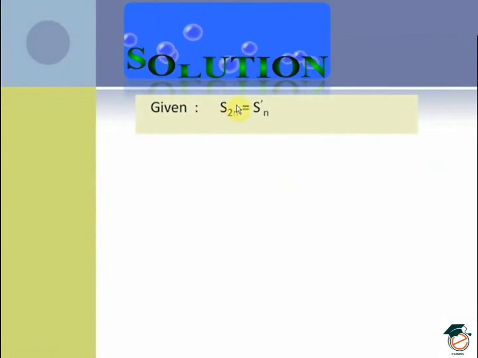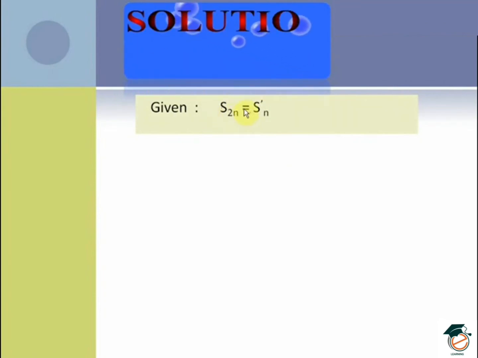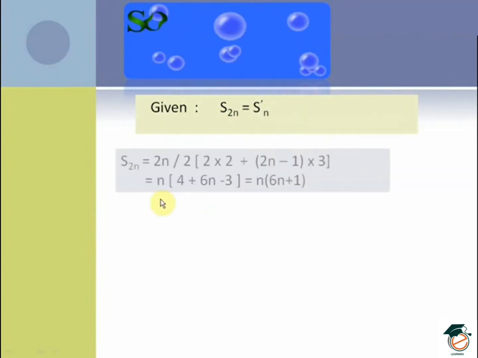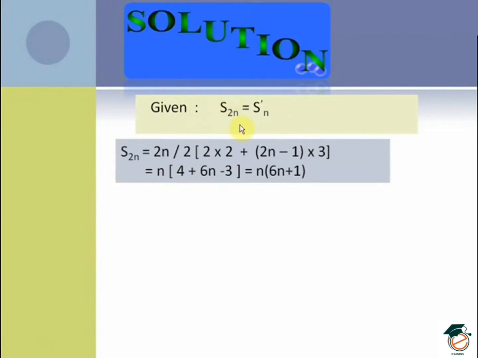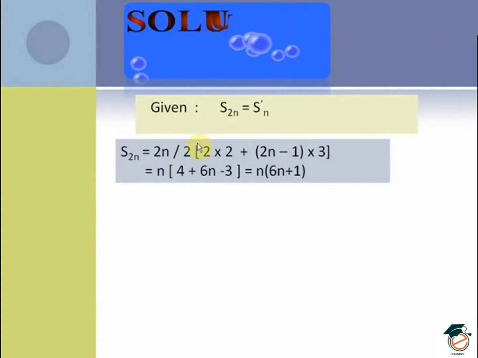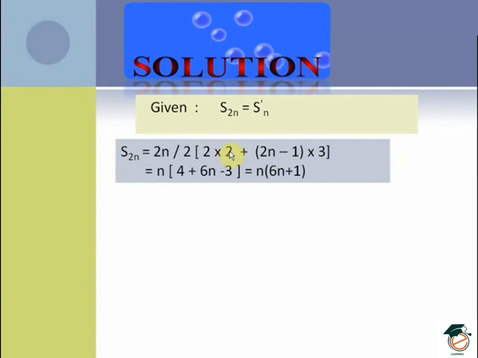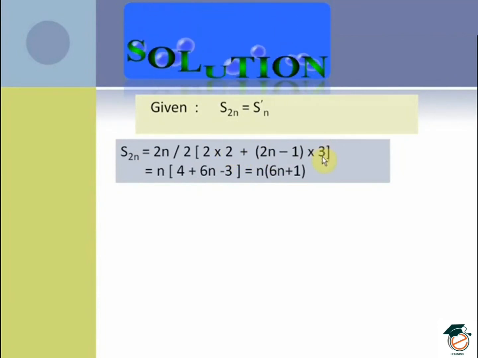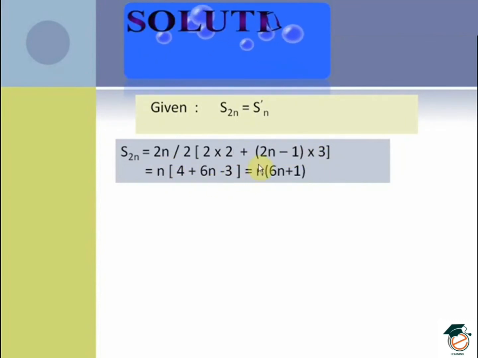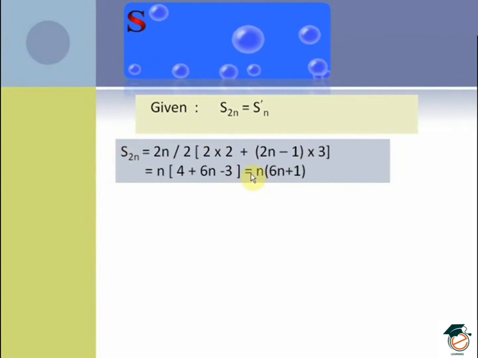Given to us is S of 2n equal to S dash n, that is the sum of first 2n terms of the first AP is equal to the sum of n terms of the second AP. Now let's first find out the value of S of 2n, that is the sum of 2n terms of the first AP. This would be equal to 2n by 2 into 2 into 2 plus 2n minus 1 into 3. Why? Because your A, that is the first term, is equal to 2 and D, which is a common difference, is equal to 3. Therefore this becomes n into 4 plus 6n minus 3, which further reduces to n into 6n plus 1. Thus the value of S of 2n comes out to be equal to n into 6n plus 1.